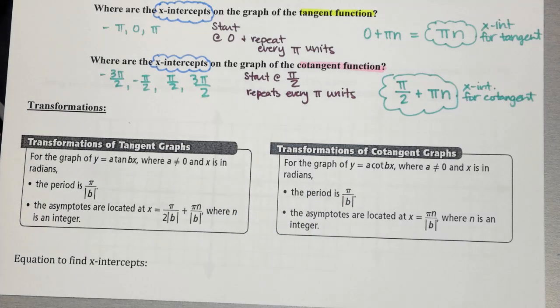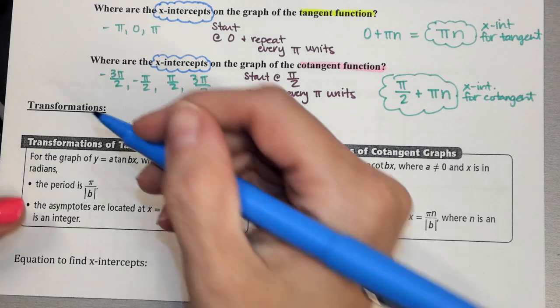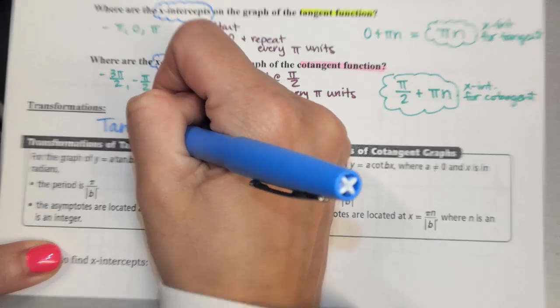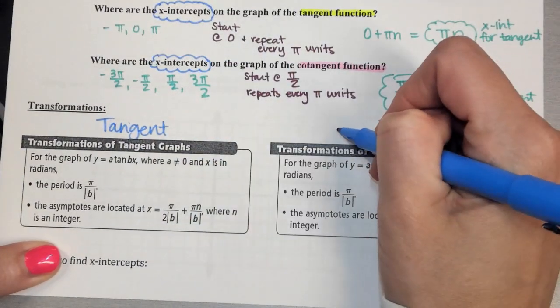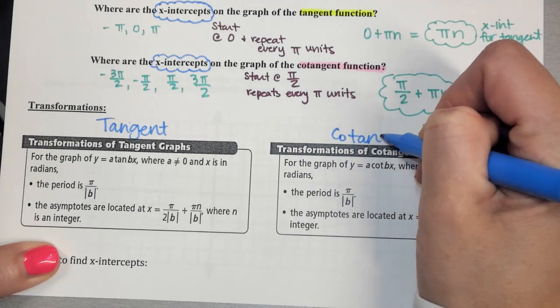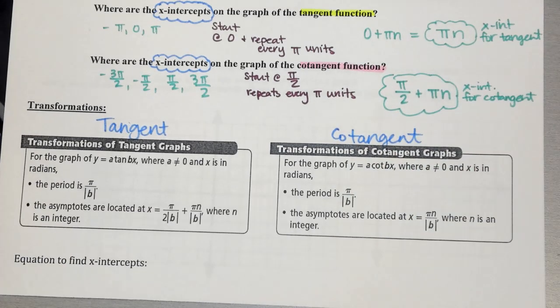Okay, and then we have a few information boxes. These are going to help us find the asymptotes. So we have an information box for tangent and cotangent. I just like to write this above so that when you're going back and looking for this information, it kind of sticks out to you.